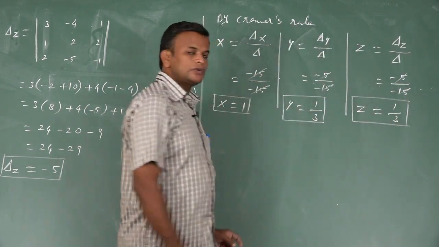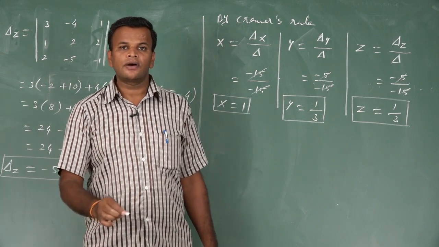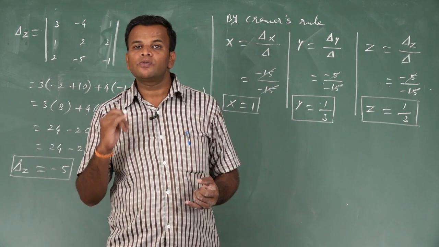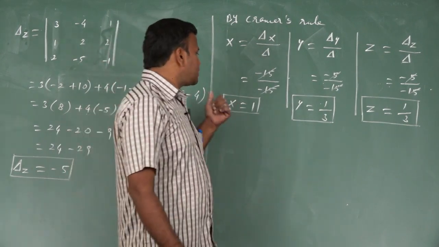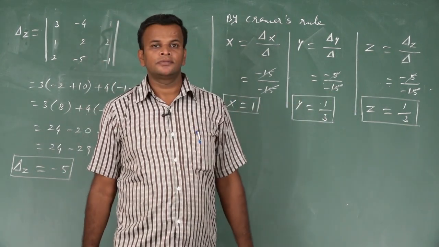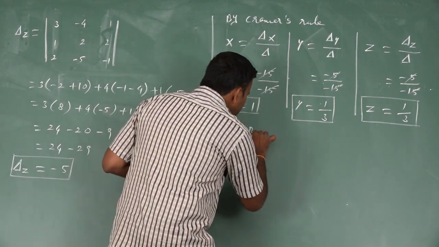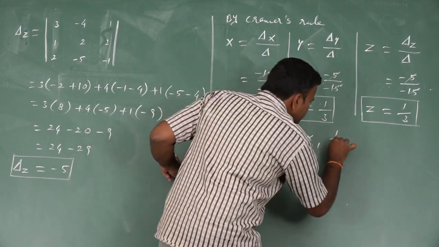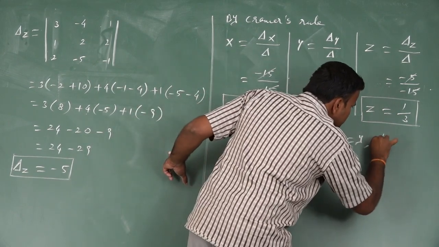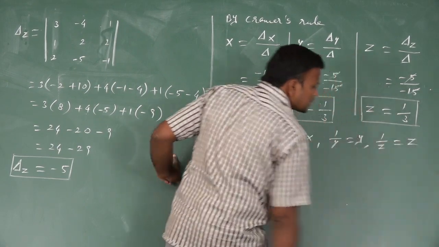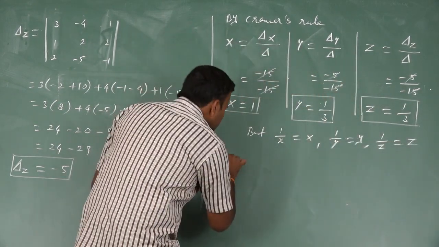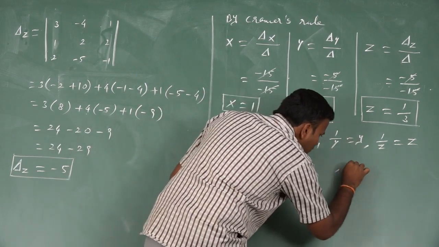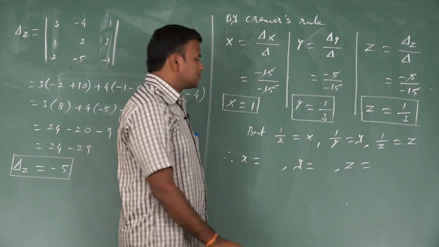Is it our required solution? It is not our required solution because we found the values of capital X, capital Y and capital Z, but not small letter x, y and z. Now we write 1 by x is nothing but capital X. 1 by y is capital Y. And 1 by z is capital Z. Therefore, I directly write the value. You identify what is the value of x, y and z.